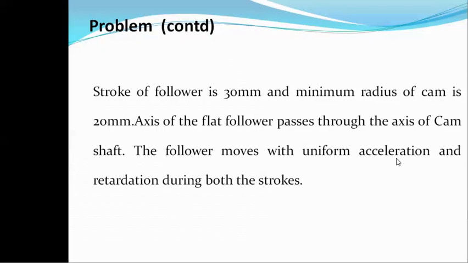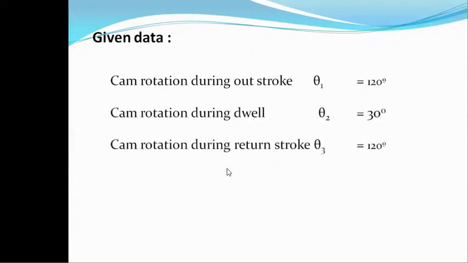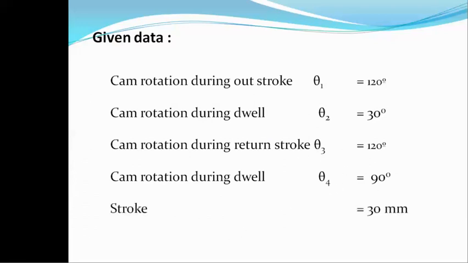The follower moves with uniform acceleration and retardation during both outstroke and return stroke. So the motion for the follower is uniform acceleration and retardation. The follower is flat-faced, stroke is 30 mm and minimum radius is 20 mm. First of all, let us draw the displacement diagram. Cam rotation during outstroke is 120 degrees, dwell 30 degrees, and return stroke 120 degrees. Cam rotation during the next dwell period is 30 degrees.